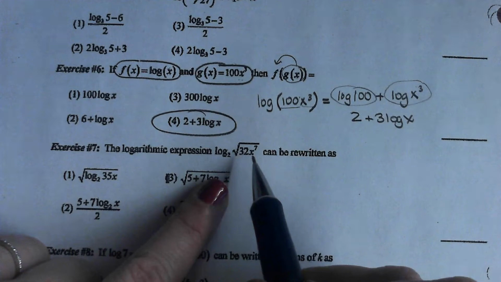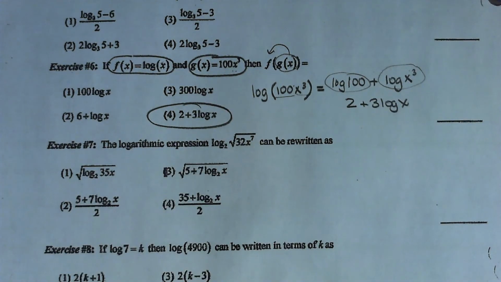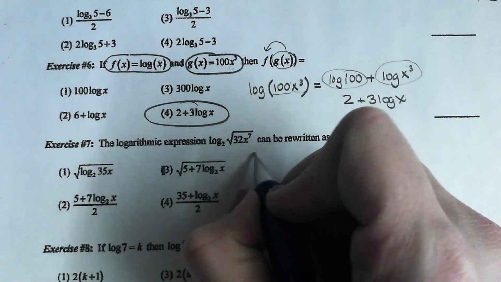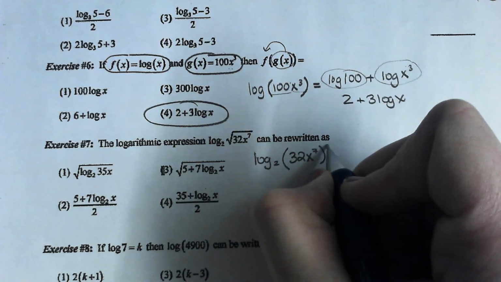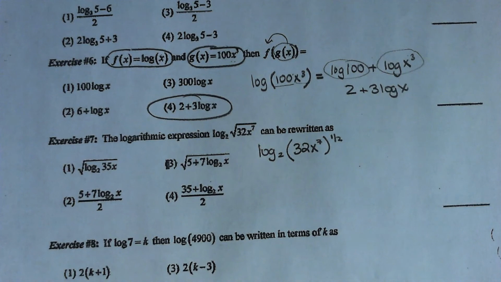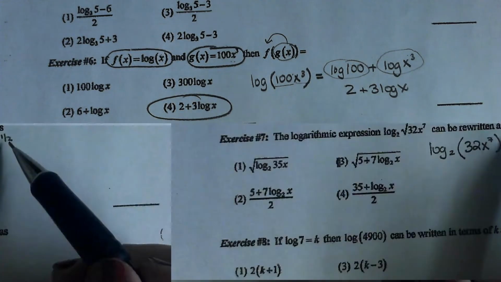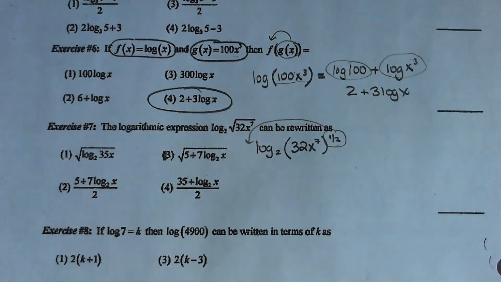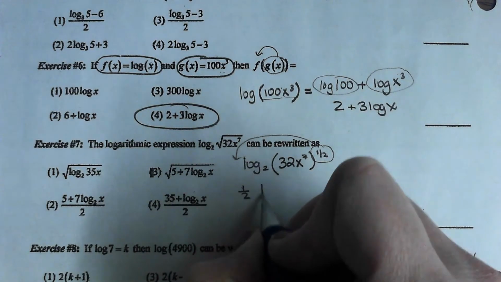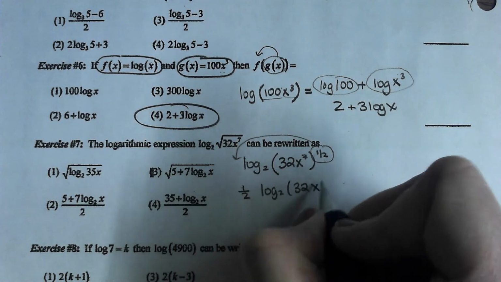Okay, number 7 orders things a little bit differently. We're not taking the log of something times something right off the bat. There's definitely multiplication within there. But on the outset, this is the log base 2 of 32x to the 7th being raised to the 1/2 power. So that radical being around the whole thing kind of trumps it from an order of operations standpoint, where that exponent is the first thing we have to address. That 1/2 has to come out in front. So that'll be 1/2 log base 2 of 32x to the 7th.